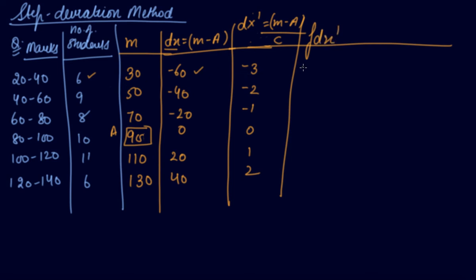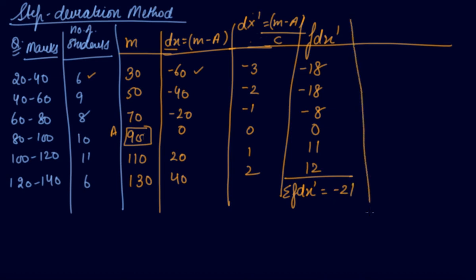6 into minus 3 is minus 18. 9 into minus 2 is minus 18. 8 into minus 1 is minus 8, then 0. Then 11, and 6 into 2 is 12. So we get the summation of f dx dash as minus 21.